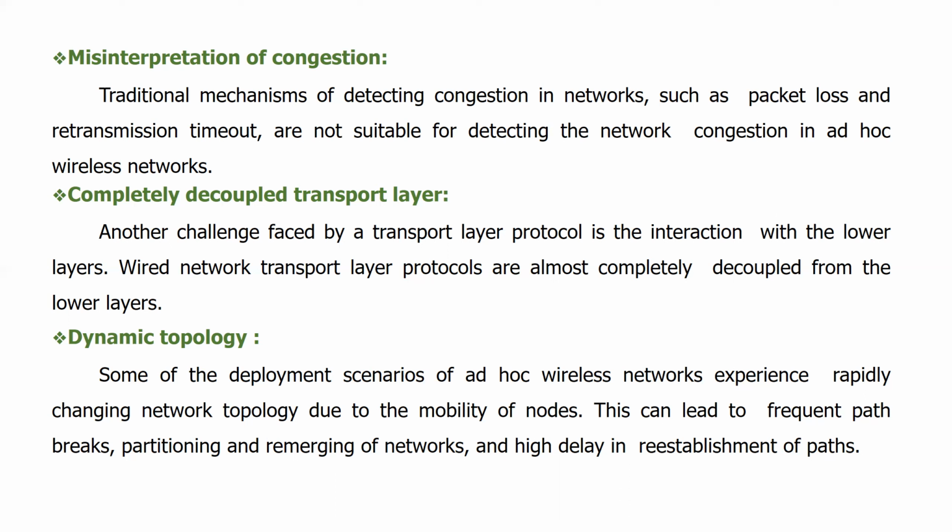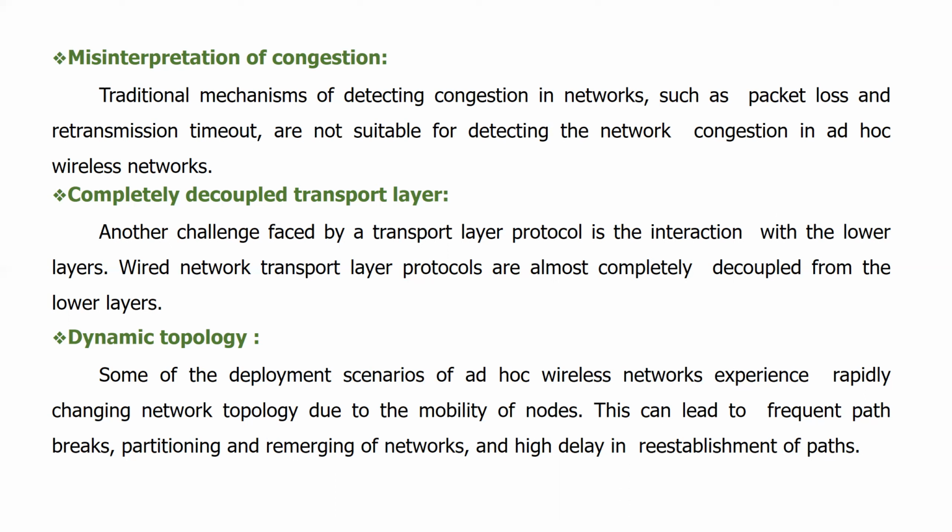Next is dynamic topology. In some cases, the network has a dynamic topology. What is dynamic topology? Since there is no physical infrastructure, the nodes are mobile. Scalability also matters, as the number of nodes can be added or can leave at any time. This can lead to frequent path breaks, partitioning and remerging of networks, and high delay in re-establishment of paths. This again affects the implementation of the transport layer protocol.